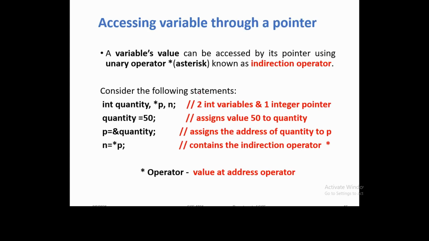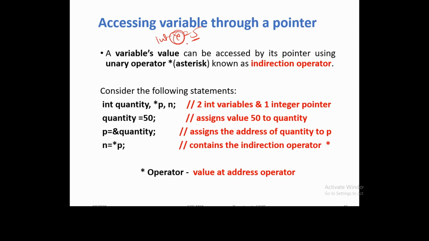Now accessing the variable through a pointer. So suppose I am having this int x equal 5. So I can use this x for accessing this value. But what if I don't want to use this x.